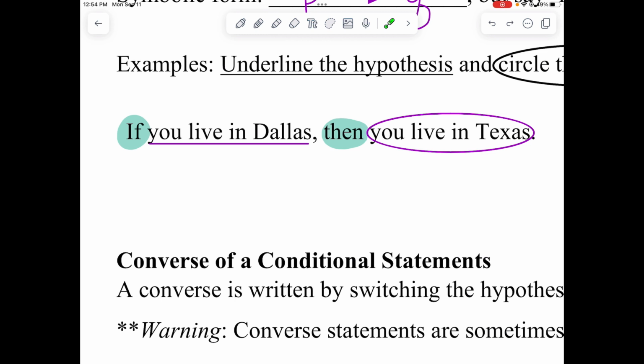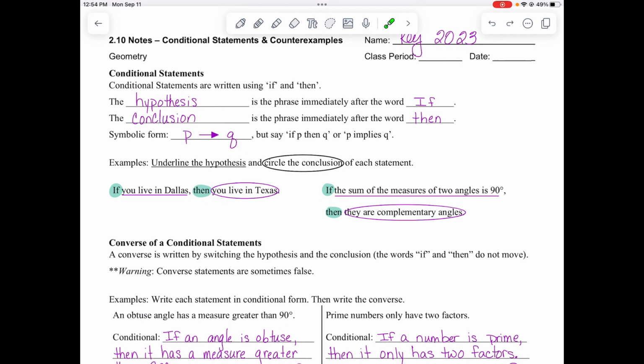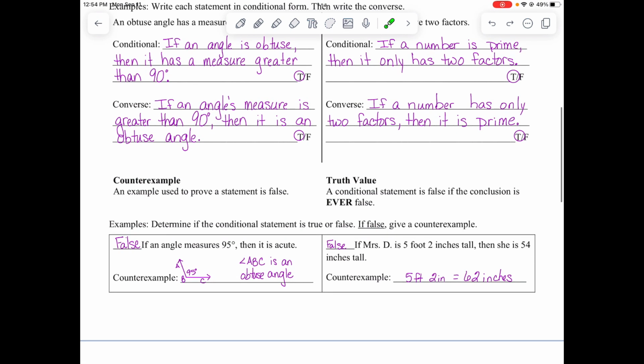So just keep in mind, they might be math examples. They might be life examples that they're hoping that you'll know about. And so either of those are fair game. It's just to practice the vocabulary here: the hypothesis, conclusion, converse statements, and then calculating the truth value and giving a counterexample.